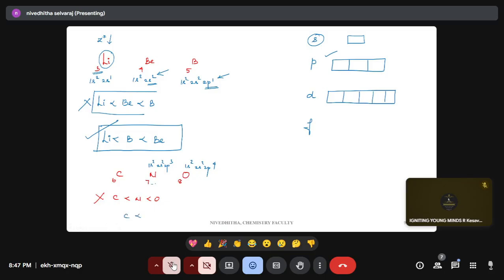But as far as nitrogen and oxygen are concerned, though oxygen has higher effective nuclear charge, its configuration is just partially filled. But nitrogen has a half filled configuration because of exchange energy. Nitrogen is more stable, so from a stable configuration, it is difficult to remove electrons. So ionization energy will be highest for nitrogen. So this is the right order.